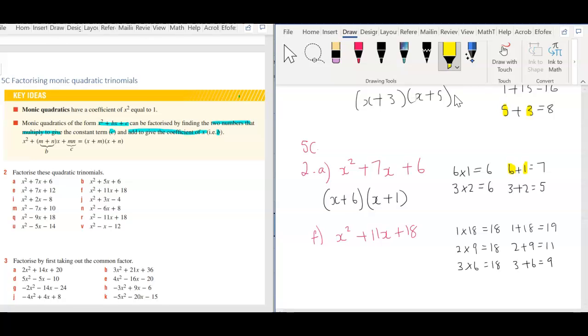So you don't have to go through and test every one, and eventually you'll just do it in your head, okay? So you wouldn't write all this. It's very time consuming, and if it can be easily factorized, then you can easily do it in your head. So you're just thinking of two numbers that multiply to give you 18, and add to give you 11. And there they are, 2 and 9.